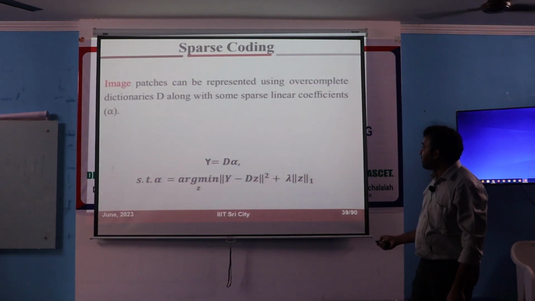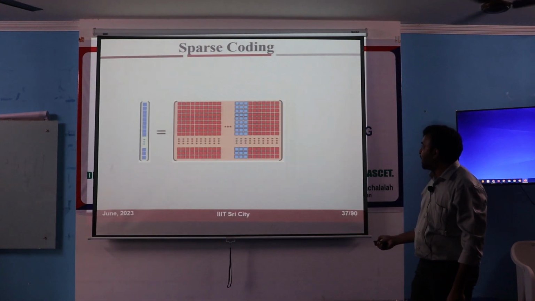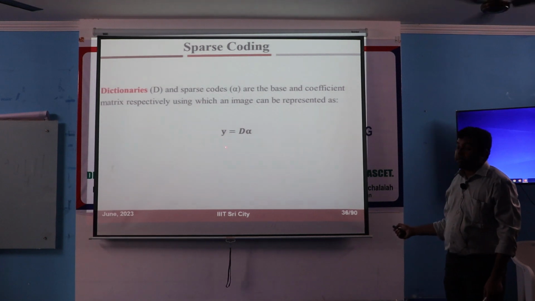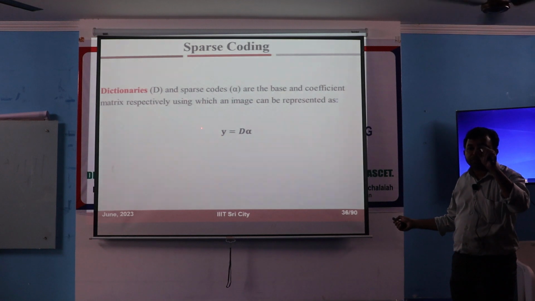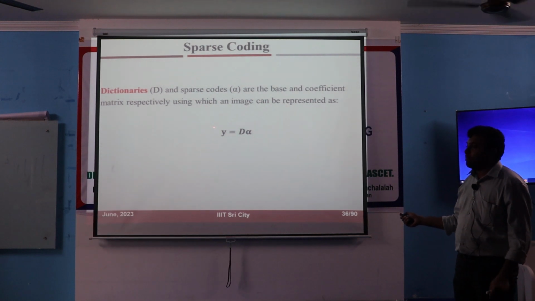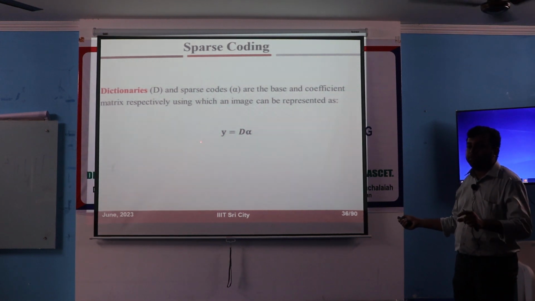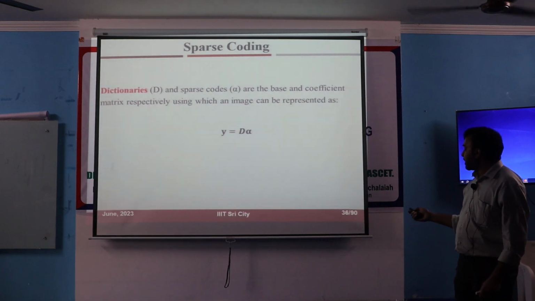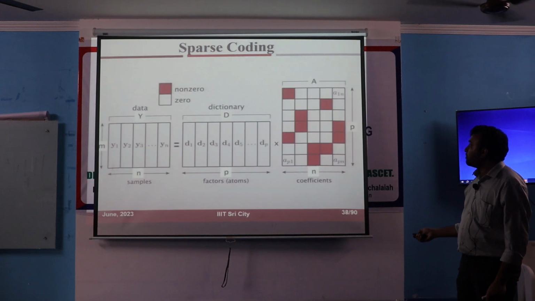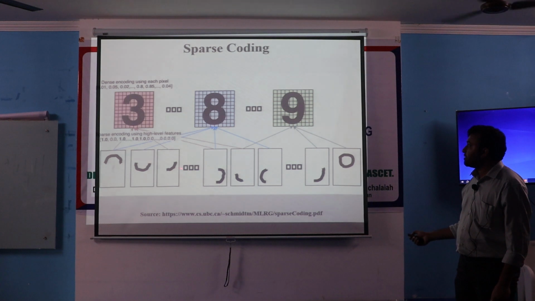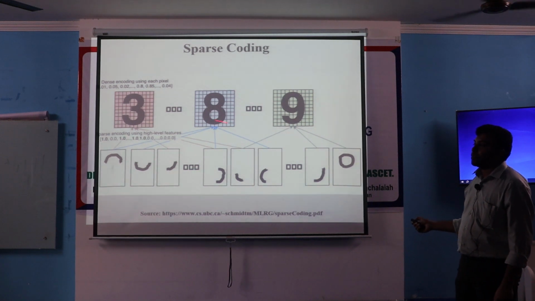Coming back to our mathematical correlation, you can easily correlate now: D is those small portions of the image that we have seen, and alpha is how they combine together. Y may be 8, maybe 3, maybe 1, maybe 2. All this actual data is Y, and all these components can combine together to form these. So these are the bases, and these are your actual data.